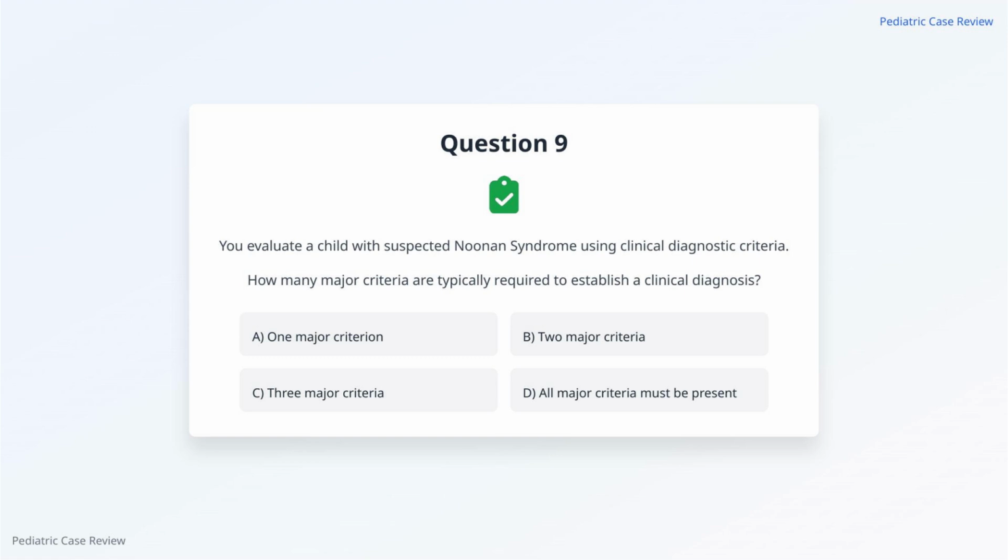How many major criteria are typically required to establish a clinical diagnosis? Option A. 1 major criterion. Option B. 2 major criteria. Option C. 3 major criteria. Option D. All major criteria must be present.